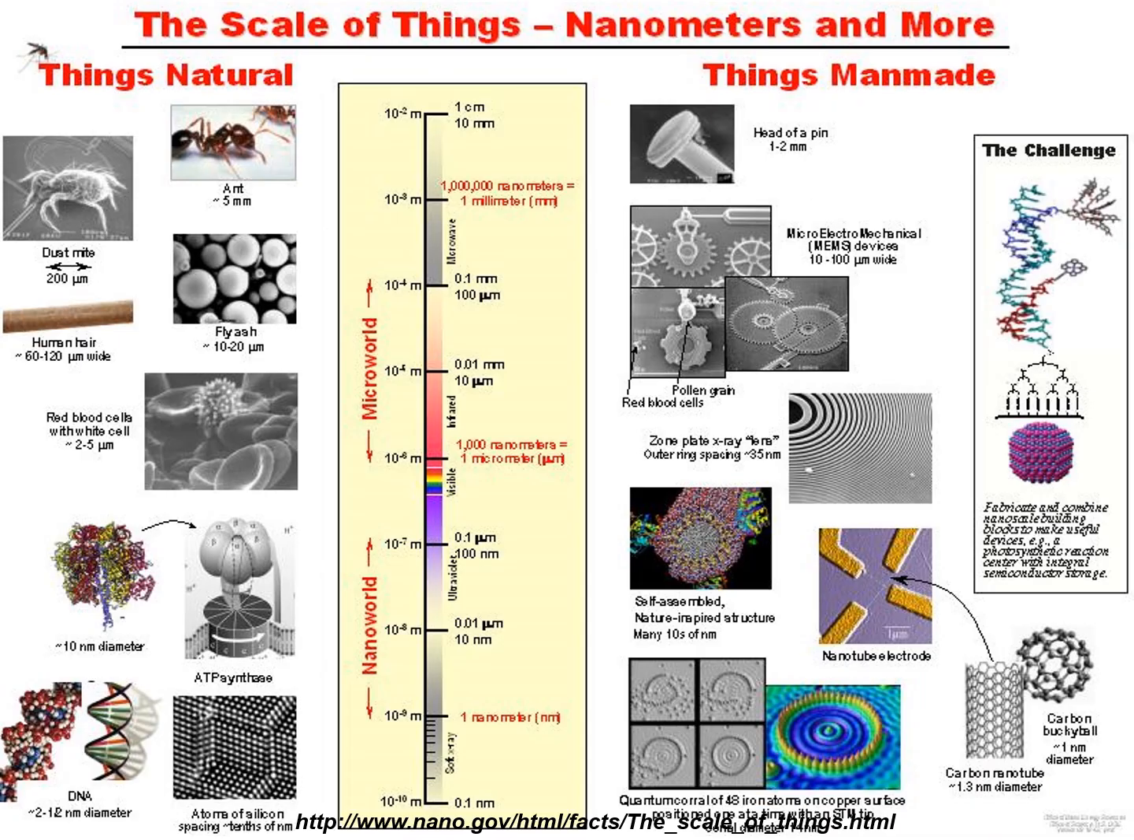These are also the things that have been marked depending upon their sizes. We have rats, human hair, fly ash, RBCs, pollen grains. Above 10 power minus 4 meter is the micro world, and below that is your nano world, from 10 power minus 7 to 10 power minus 9. So it is in the nano world.